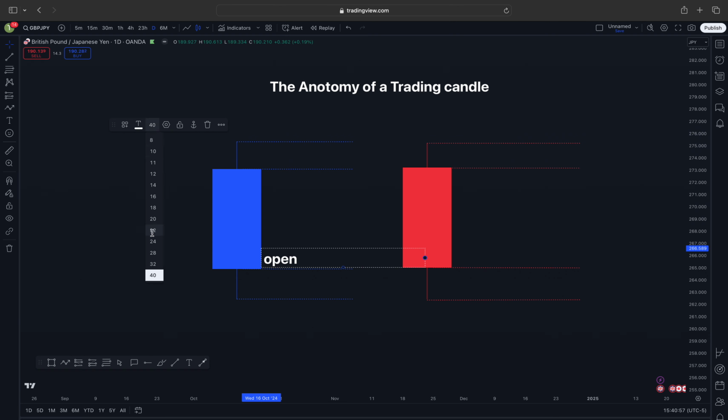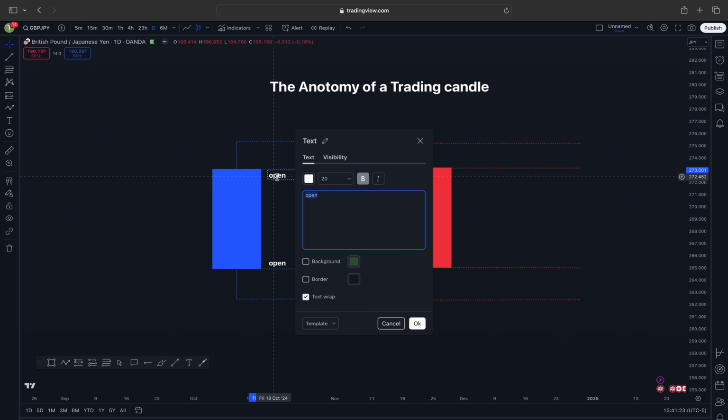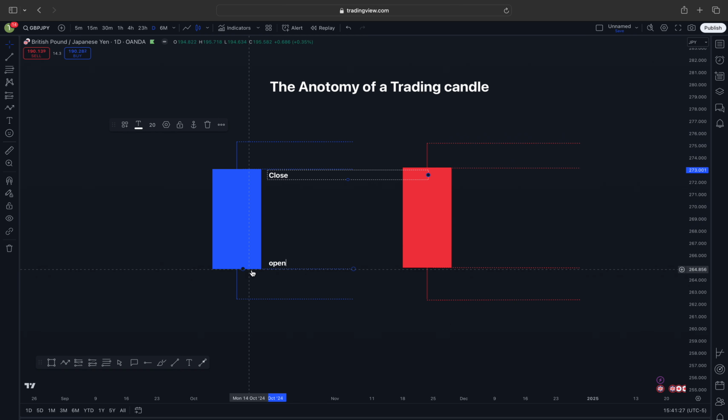Let's bring this down a little bit. Yeah, because I'm a neat freak, so I like to see things neat. So the candle would open here. That means that price opens right here, right? And then this line right here, sorry about that. And then price would come up and it would close right here. So this is the opening price of the candle, and this is the closing price of the candle.